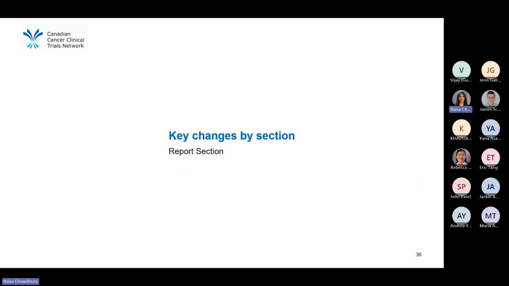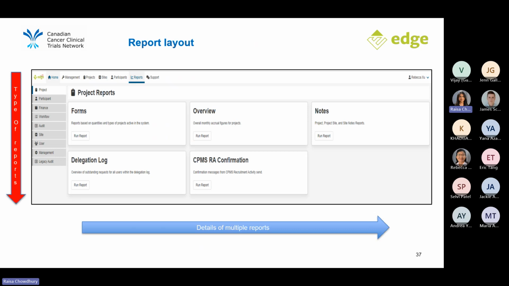So moving on to the report section. The layout is a little different from version 2. We have the type of reports located at the side here, and all the details of these reports are generated on the right. Form just refers to your attributes, and for project reports, you can have the forms, overview, notes, delegation log, and your RA confirmation as well.